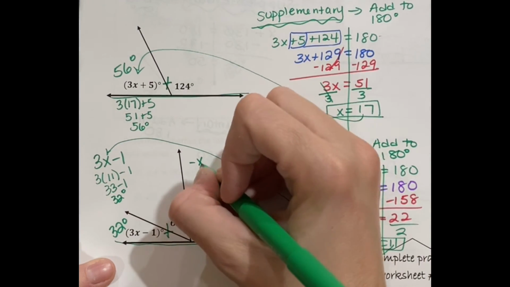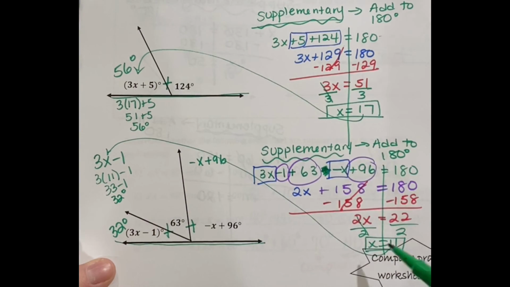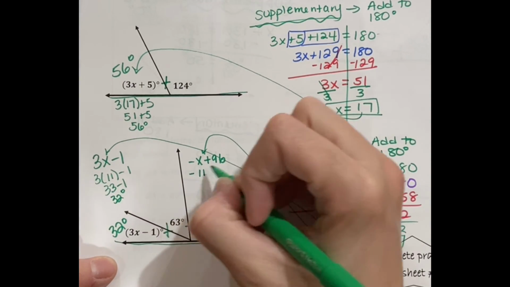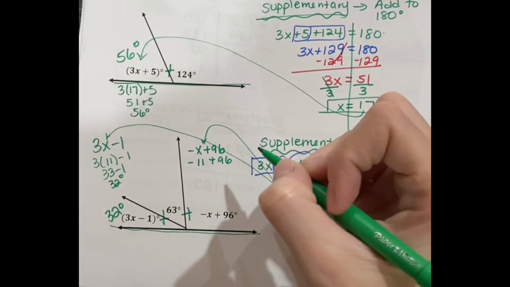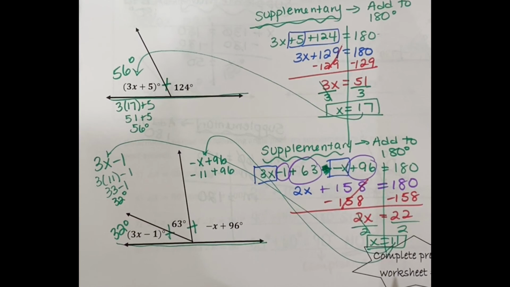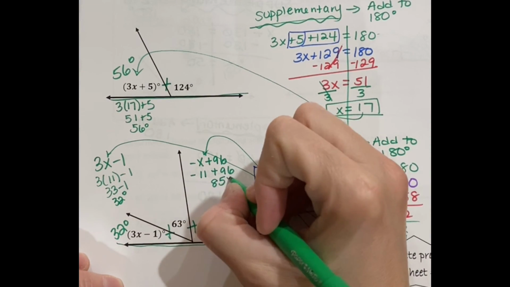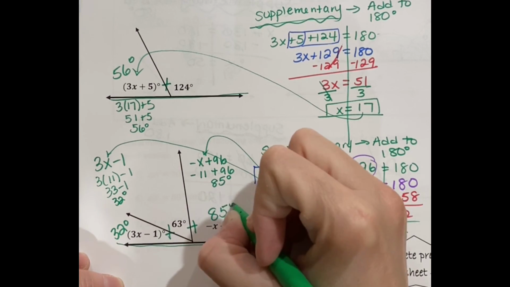Then here I have negative x plus 96. And the x is going to be replaced with the 11. So it's going to be a negative 11 plus 96. And negative 11 plus 96 gives me 85 degrees. So this angle is 85 degrees.